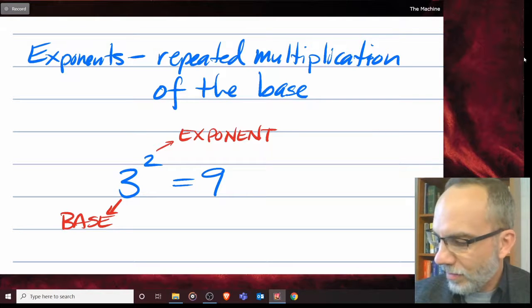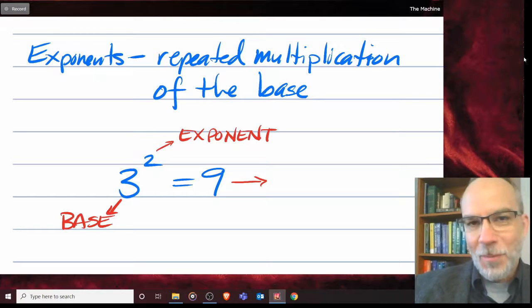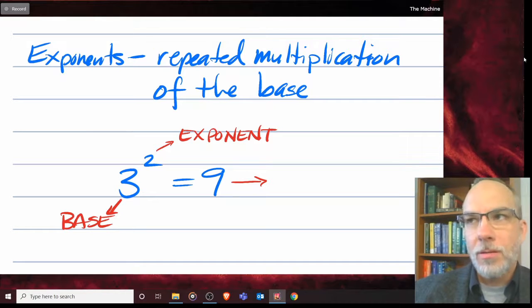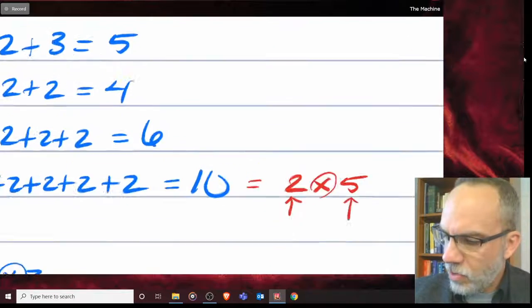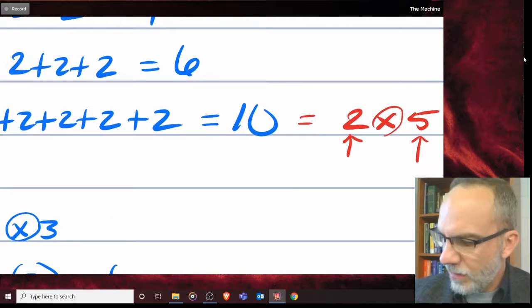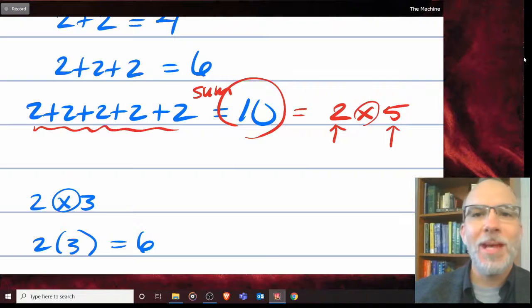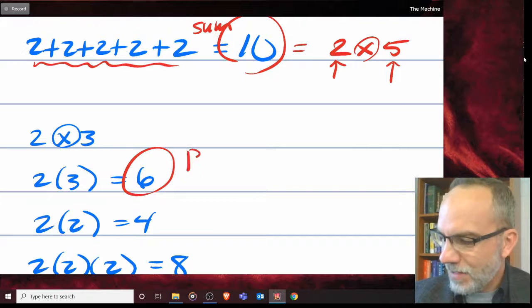What's the 9 called? What do you call the answer to an exponent? Can't just say the answer. There's got to be a special name for it. We had special names for the other things. What do you call an answer to an addition problem? That would be a sum. And so even down here, if I solved this one by adding, that would be a sum. But if I solved it by multiplication, it's called something else. What do you call the answer to a multiplication problem? That's a product.